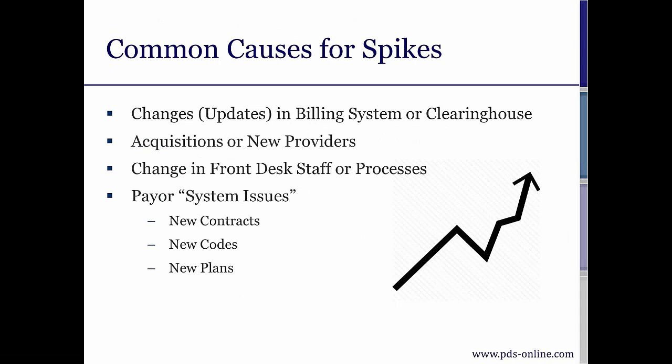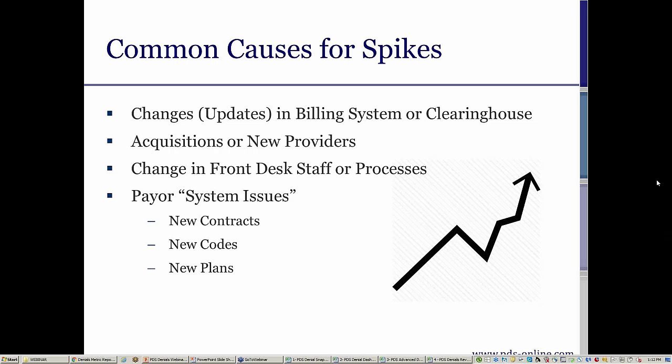Now, as we've gone through this, we've found there are some fairly common causes for these spikes. A lot of times if you've updated your billing system or your clearinghouse, things may be a little different than what your payers are used to seeing, and so you'll have to communicate with them. If you bring on acquisitions of new practices or new providers and need to get them enrolled under your tax ID number, that can cause spikes as they occur. If you change processes, or a lot of times there can be system issues on the payer side which cause these as well. So that's immediate management.